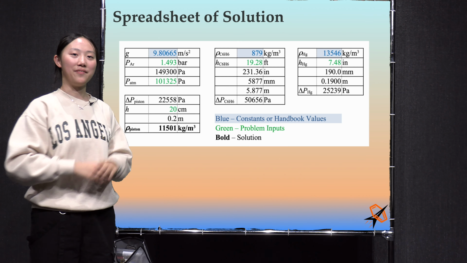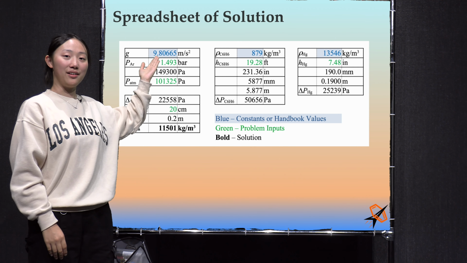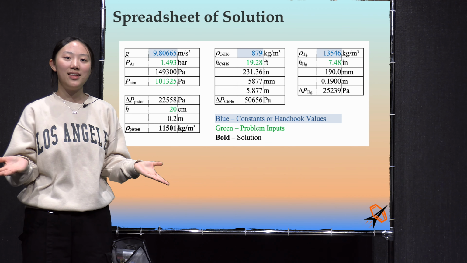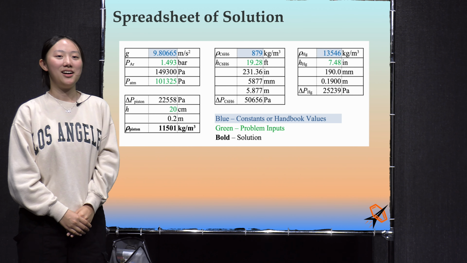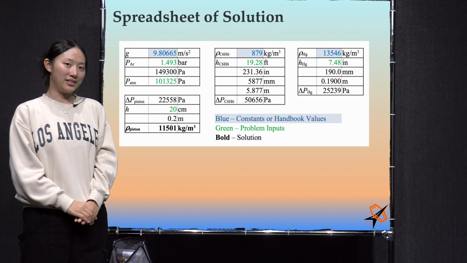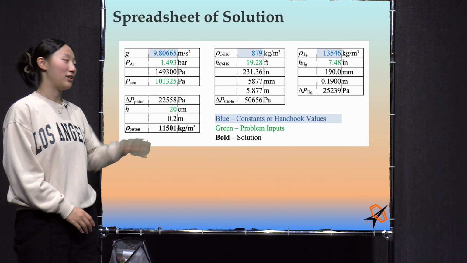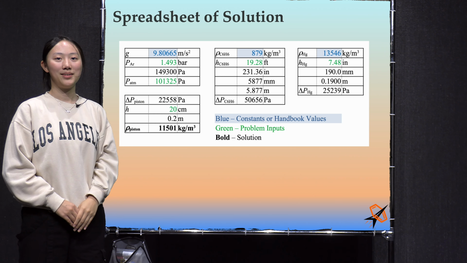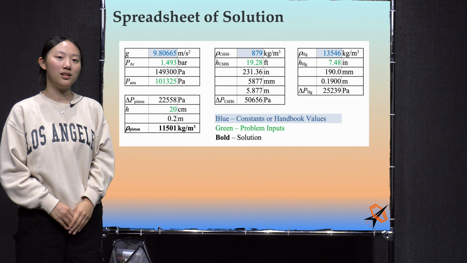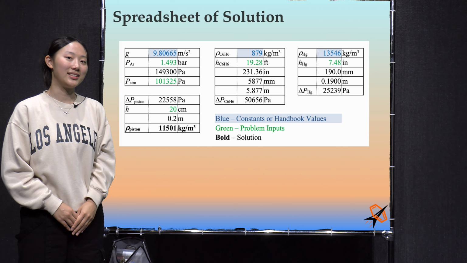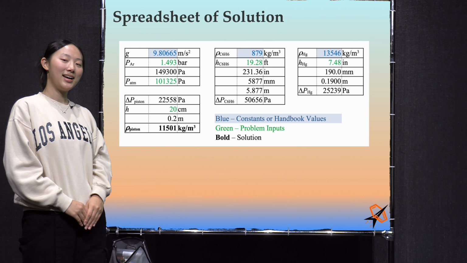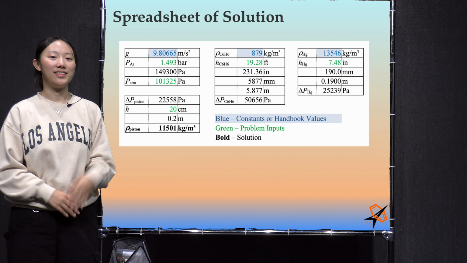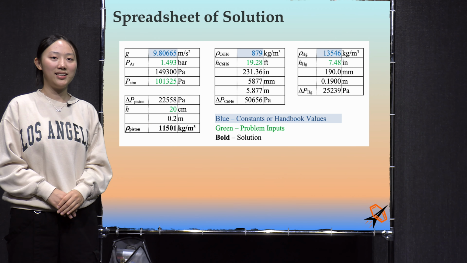Here we have a spreadsheet of the solution. G is the standard value of the gravity constant. The pressure of the argon is given in bar and Pascal. The atmospheric pressure is in Pascal. With the density of the benzene in kilograms per meter cubed, we have the height of the benzene first in feet, then in inches, then millimeters, and finally in meters. The ρgh formula gives the pressure of the column of benzene as 50,656 pascals.